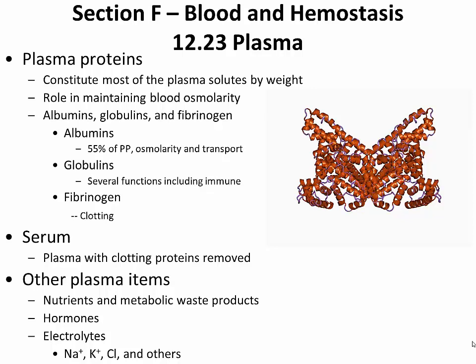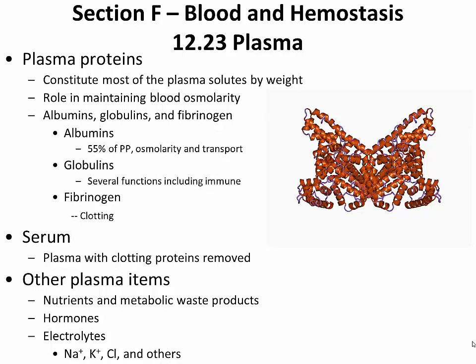The globulins are a second very prominent type of plasma protein, some of which play a major role in immune function, as we are aware, and we'll talk about later in our class. And finally, fibrinogen, which plays a large role in blood clotting, as we'll talk about in just a few moments.